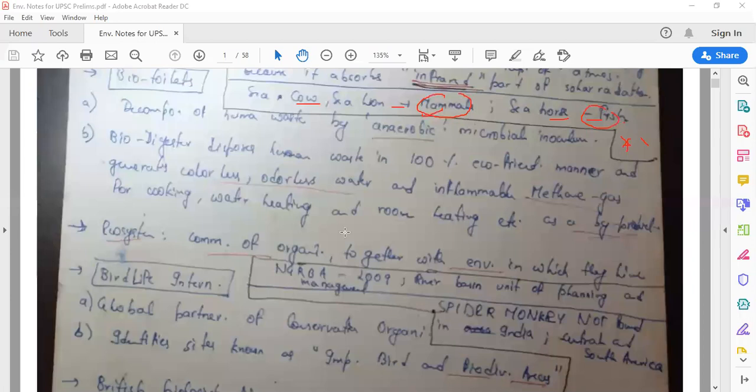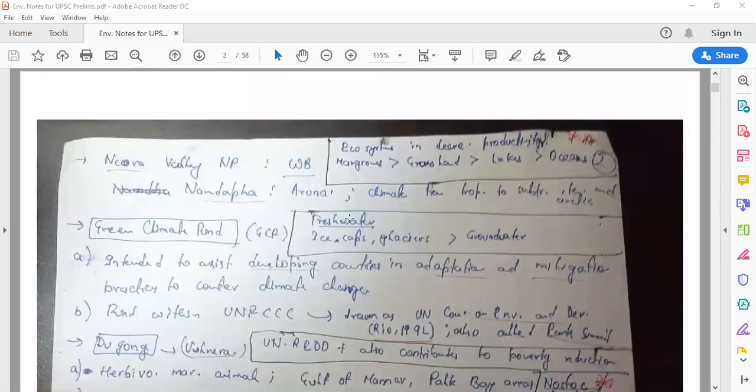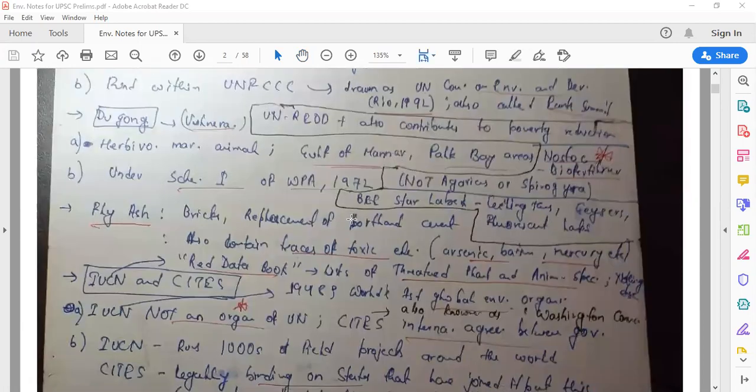Now let's go to the dugong part. Let's try to see dugong, because we have just read sea cow. Dugong has also been asked. So the status of dugong is vulnerable. Do check its current status, and as far as I know, it's vulnerable only. It's a herbivorous marine animal. Remember this.